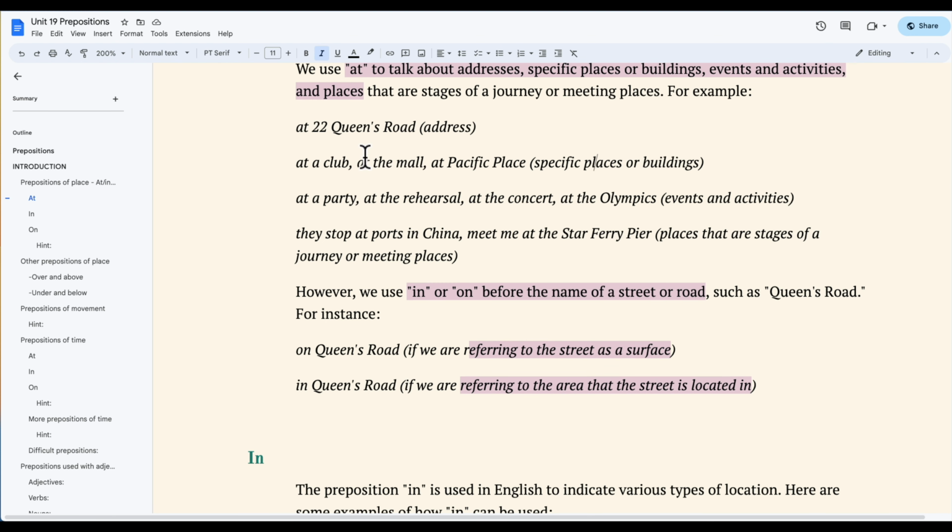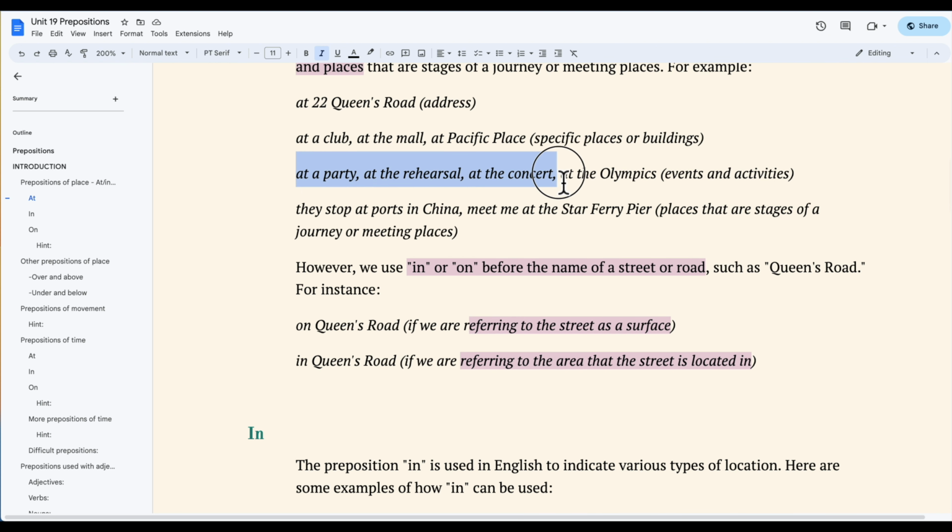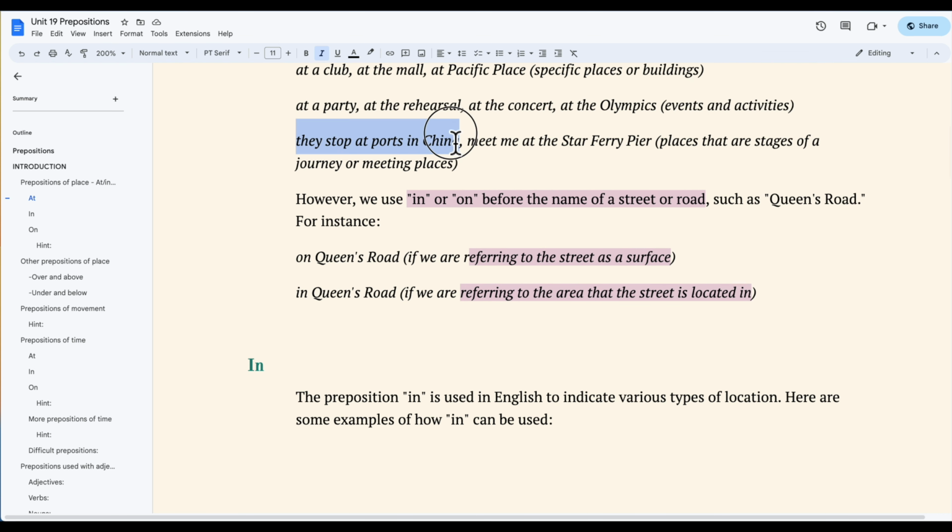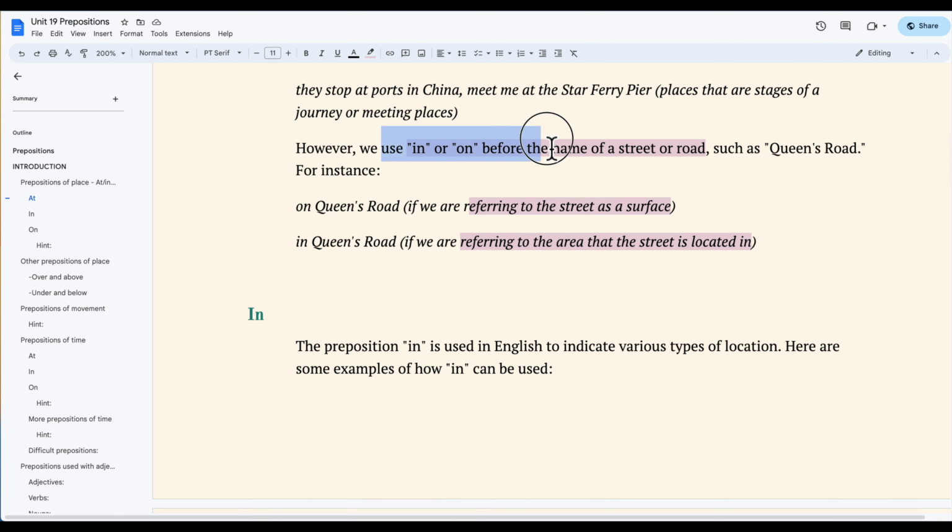For example, at 22 Queens Road, referring to an address; at a club, at the mall, at Pacific Place, indicating specific places or buildings; at a party, at the rehearsal, at the concert, at the Olympics, describing events and activities. They stop at ports in China; meet me at the Star Ferry Pier, denoting places as stages of a journey or meeting places. However, when mentioning a street or road like Queens Road, we use either in or on based on the context. For instance, on Queens Road, if referring to the street as a surface. In Queens Road, if referring to the area where the street is located.